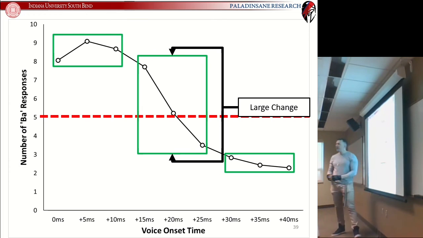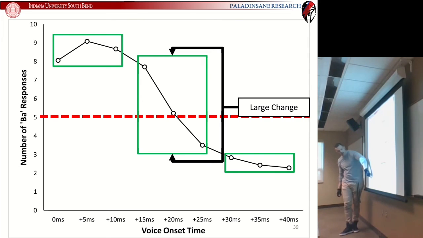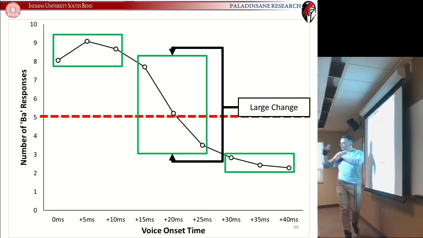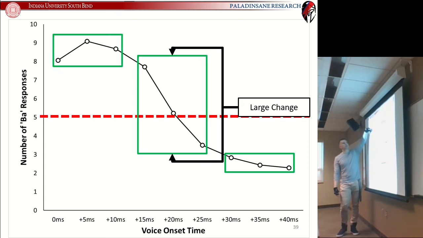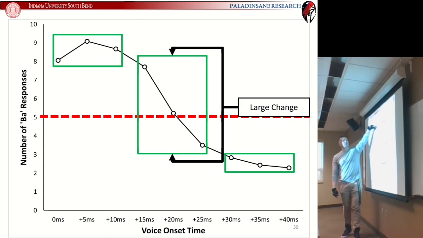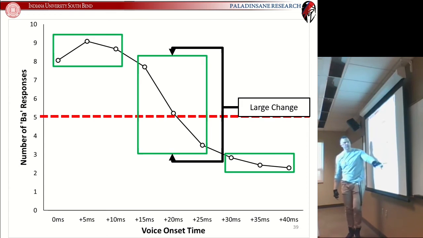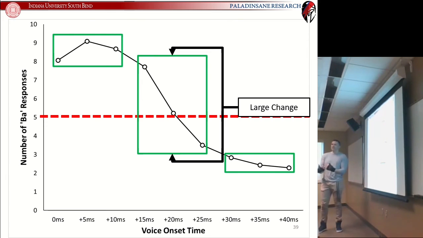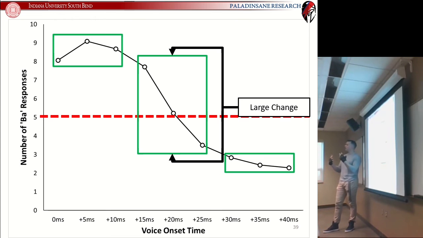And notice, very importantly, this is not a gradual change. We have mechanisms in our mind that will take gradual stimulus changes and code them in a way where we don't perceive a change, we don't perceive a change, massive change, we don't perceive a change. And that's how our minds are wired to comprehend these phonemes.